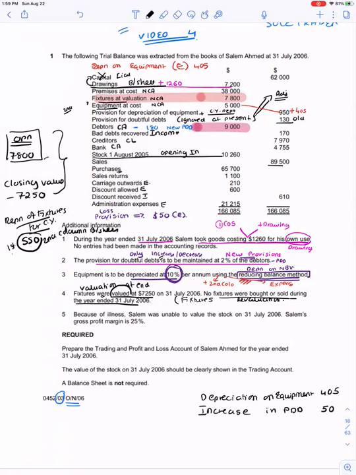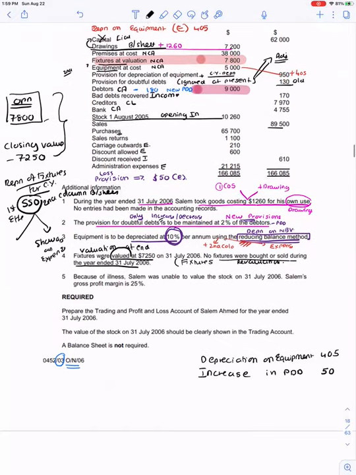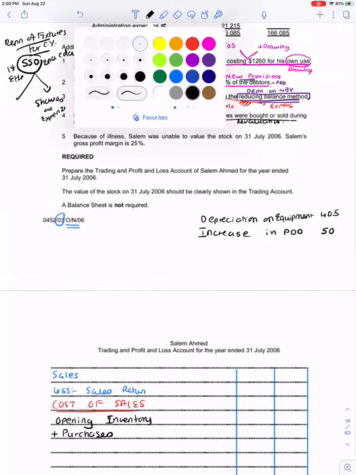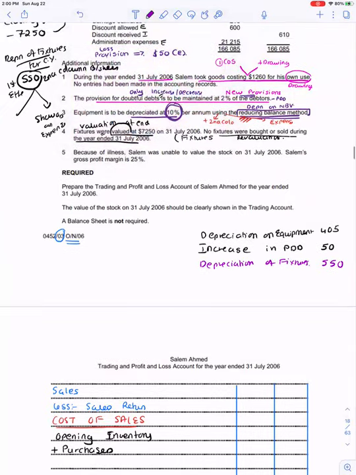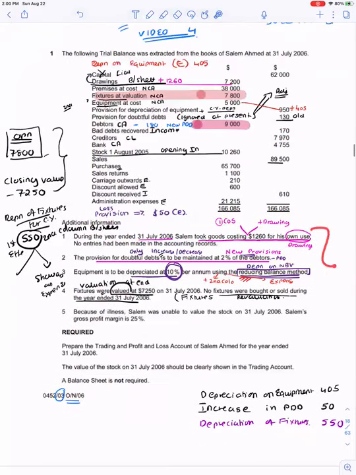This is the first effect. And the second effect of this 550 is to show it as an expense. Depreciation of the current year is always shown as an expense. So the third expense that I have is depreciation of fixtures. How much? It is 550. These are the expenses that I'm getting from the adjustments.